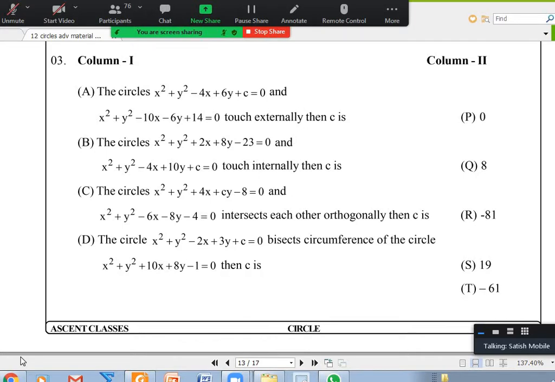Okay, so let us finish this matching 3 and then the numerical questions. Matching 3 is, I think, about intersecting orthogonally, four different concepts through four questions maybe.